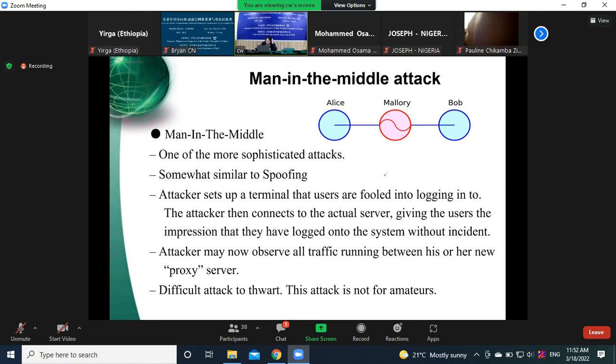Let's say the more sophisticated attackers. So in this way, attackers set up terminals that users are fooled into logging into, and the attacker then connects to the actual servers, giving the users the impression that they have logged onto the systems without incident. And this is a difficult attack to solve.